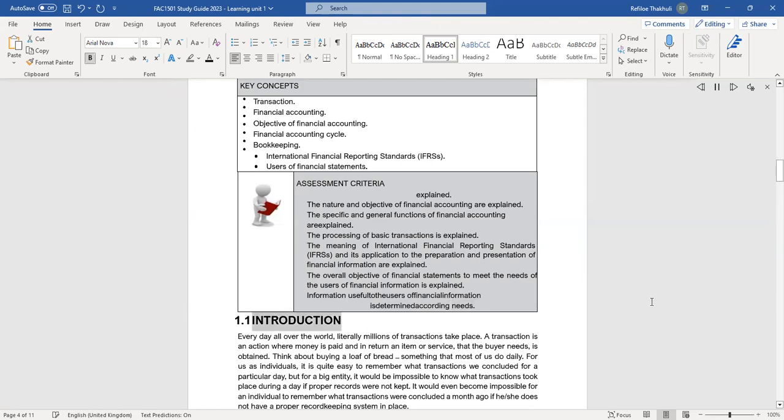1.1 Introduction. Every day all over the world, literally millions of transactions take place. A transaction is an action where money is paid and in return an item or service that the buyer needs is obtained. Think about buying a loaf of bread, something that most of us do daily. For us as individuals, it is quite easy to remember what transactions we concluded for a particular day, but for a big entity, it would be impossible to know what transactions took place during a day if proper records were not kept. It would even become impossible for an individual to remember what transactions were concluded a month ago if he or she does not have a proper record-keeping system in place.